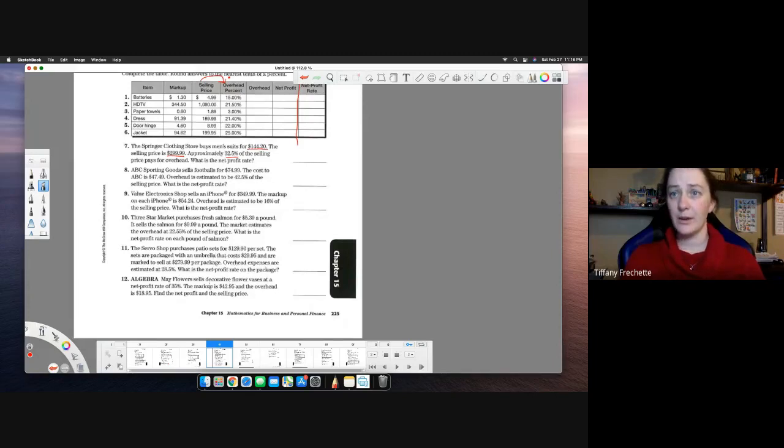Mayflowers sells decorative flower vases at a net profit rate of 35%. The markup is $42.95 and the overhead is $18.95. Find the net profit and the selling price. Net profit is pretty easy. Net profit is just the markup minus the overhead. We already have the markup and the overhead, so all we have to do is subtract these two numbers.